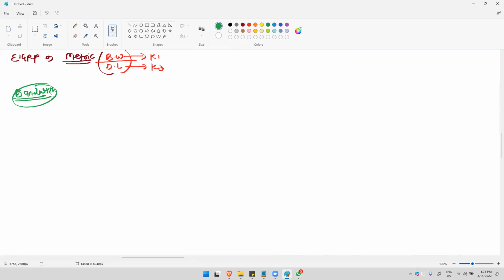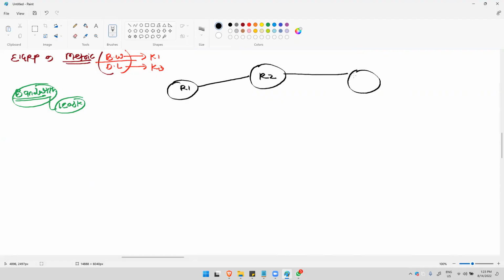Bandwidth: which one is always preferred? The least. It's a very simple scenario I will discuss. Router 1 is connected with router 2, which is connected with router 3. Router 3 has a network on a loopback. Clear? Now, router 1 installs it inside the routing table.